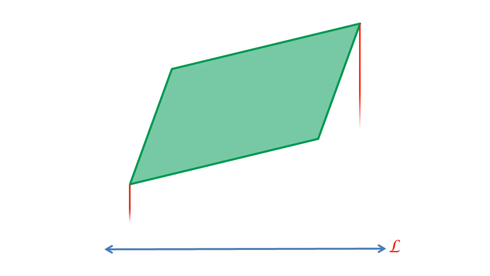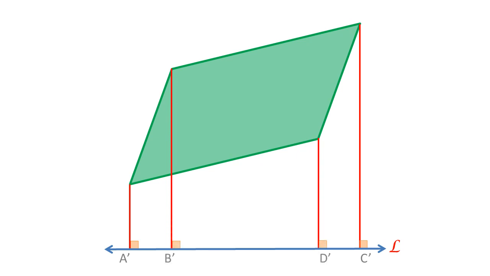Hello, in this video we are going to demonstrate a nice property about parallelograms. Given a parallelogram and a non-intersecting straight line, both in the same plane, the property is that the sum of the distances from two opposite vertices of the parallelogram to the straight line is equal to the sum of the distances from the other two opposite vertices of the parallelogram to the same line.